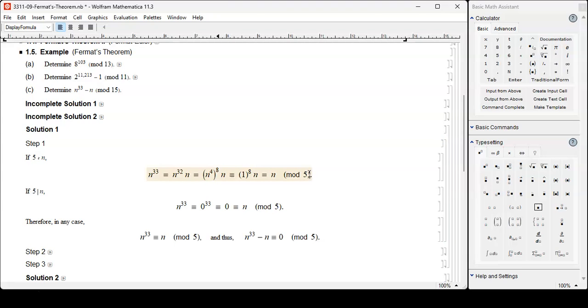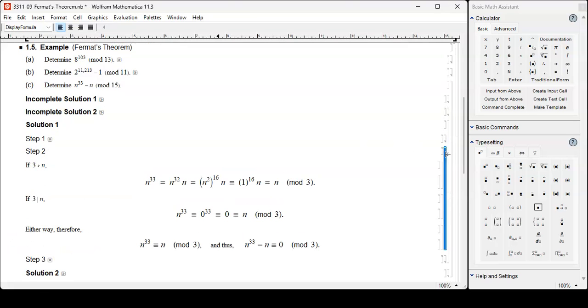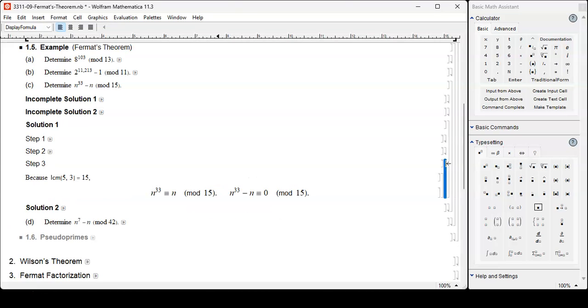Works out. Now if 5 divides n to the 33rd power directly, either way we have n. Step 2, if 3 does not divide n, same as before. If 3 divides n, a special case, 0 to the 33rd power. So either way it works out. So either way, we get 0.